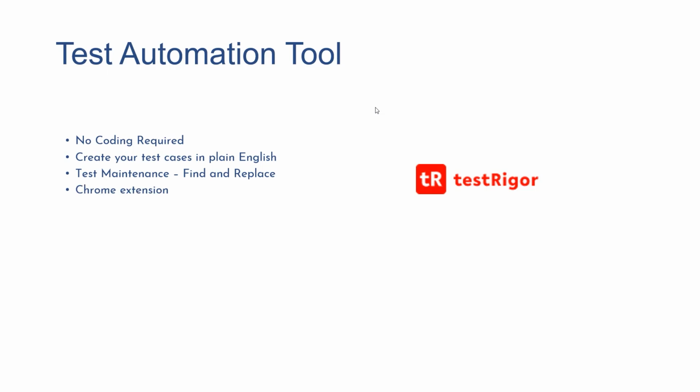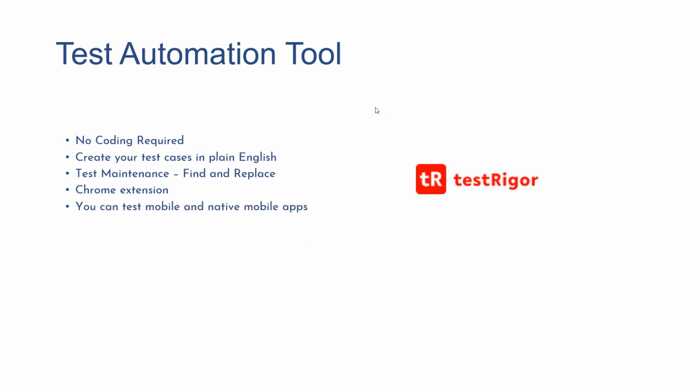testRigor also has its own Chrome extension which you can download and you can start recording your steps. Just like other recorders, it can record your steps and it will generate plain English for you, which you can execute through testRigor directly. It's a very interesting feature. You might have to modify these steps a little bit, but if the steps are correct, you don't need to change them. If you want to change something, you can edit these steps and run them accordingly.